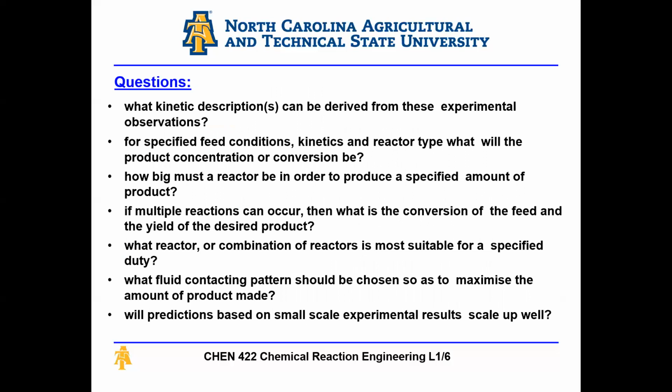How do we specify the reactor type based on feed conditions and kinetics? And if we know all of this information, what will the product look like? Well, how pure will it be? What will be the conversion, all this stuff? How big should the reactor be to produce a certain amount of product? If I have multiple reactions, what will be the conversion of the feed, yield of the product, all this stuff.